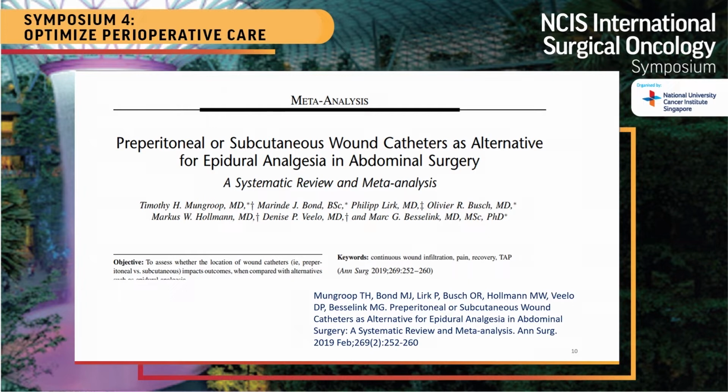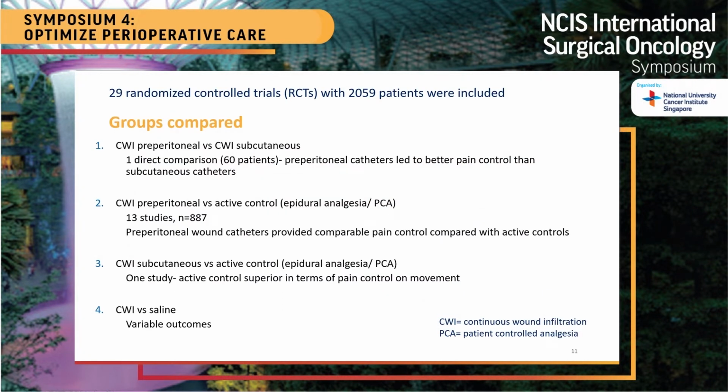So a systematic review and meta-analysis by Timothy Mungroup and his group here helps to shed some light on this matter. They included 29 RCTs with more than 2,000 patients. This was divided into 4 subgroups. The first compared pre-peritoneal versus subcutaneous continuous wound infiltrations. One study was found and showed that the pre-peritoneal catheters led to better pain control than the subcutaneous catheters.